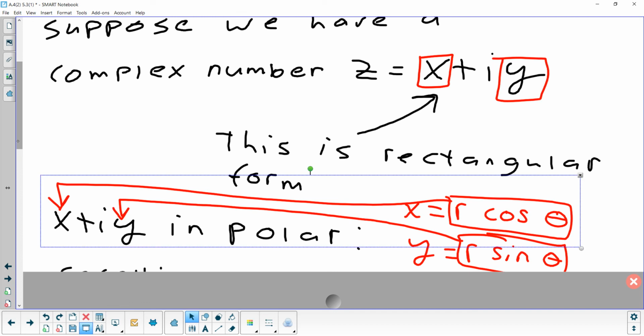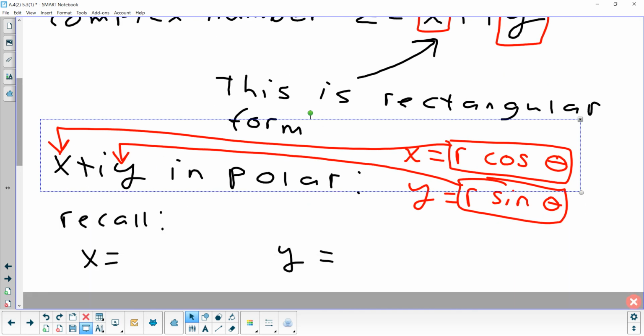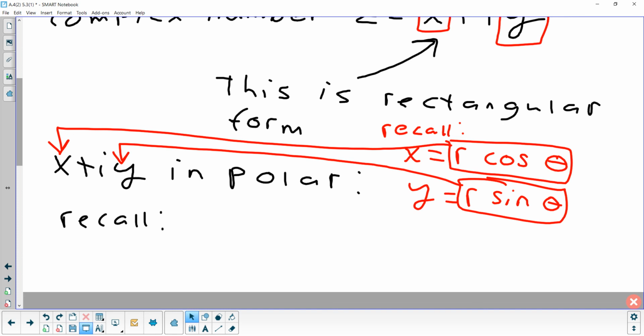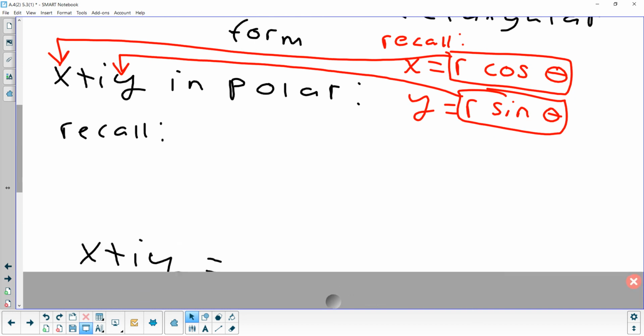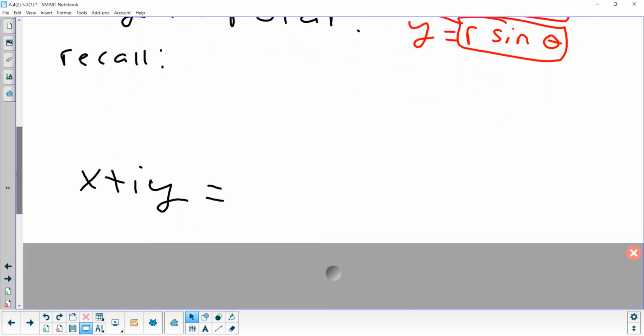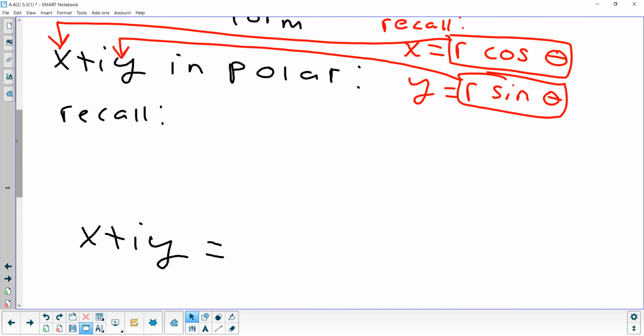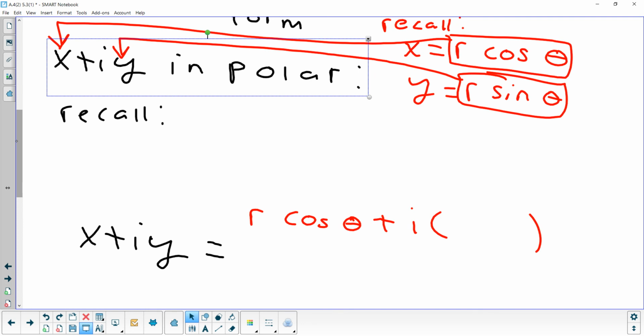So I'm going to replace x. I already wrote it down up above, so I'm not going to write it again. I'll just put the recall up here. So x is r cosine theta, y is r sine theta. Did I already write it? Nope, let me plug that in. So I have r cosine theta, that's the x, plus I times, now we're not going to put y, we're going to put what y is equal to, r sine theta.